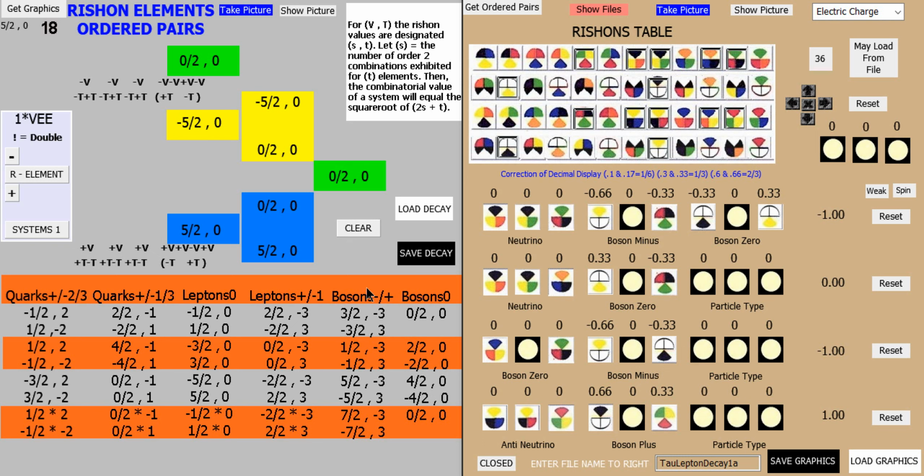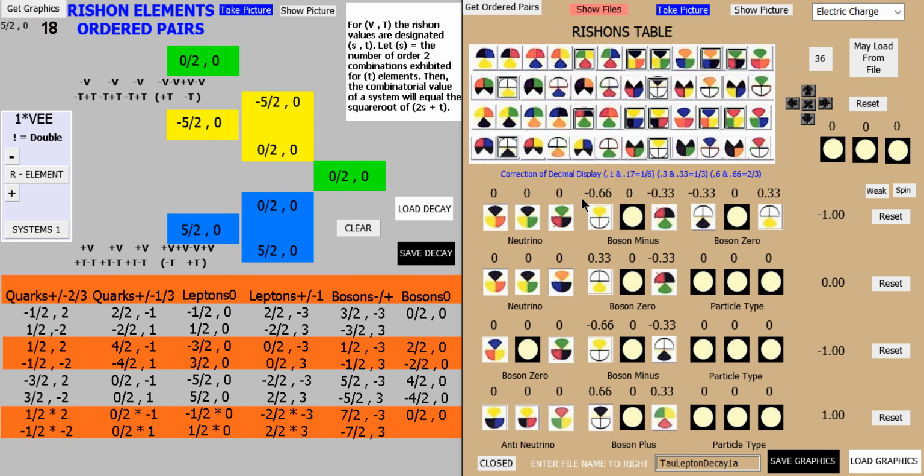Let's investigate the quantum numbers of the decay of the tau lepton, specifically the electric charge, spin, and the weak charge. First, the electric charge. If we look at the composition of the tau lepton, the generic neutrino, and the scalar boson minus, we'll see that on the generic neutrino, the electric charge is 0.